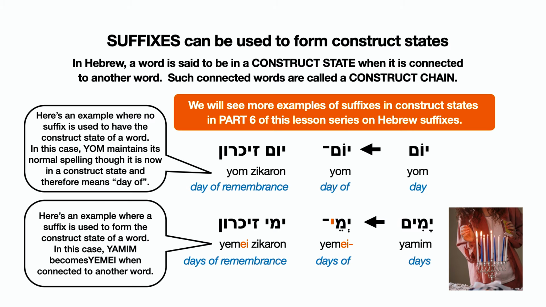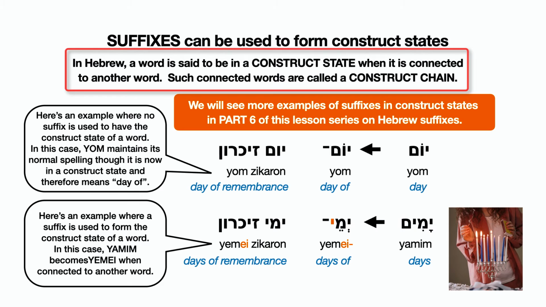Suffixes are also used to form what we call construct states. Now, in Hebrew, a word is said to be in a construct state when it is connected to another word to form another term. Such connected words are called a construct chain. They are constructing, they are building another word.